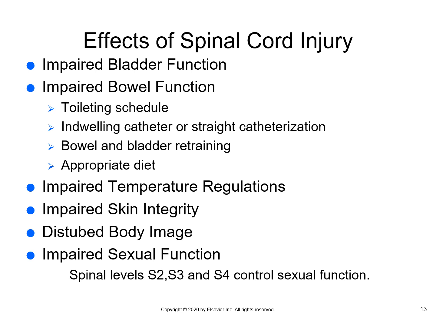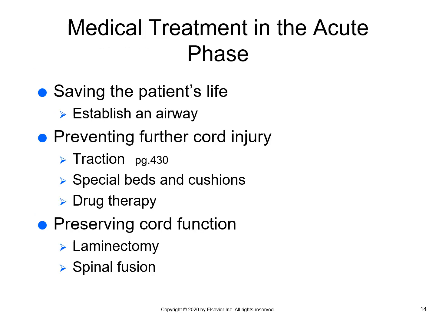Impaired sexual function too. This happens when the injury is at the spinal levels of S2, S3, and S4, because these are the ones that control sexual function. So if they have impaired sexual function, it's still important for us to address that, making sure that we refer them or counsel them, get some therapists involved with coping mechanisms.